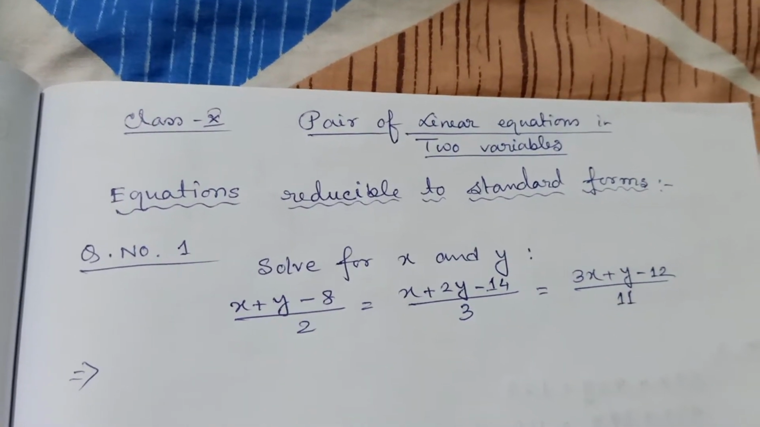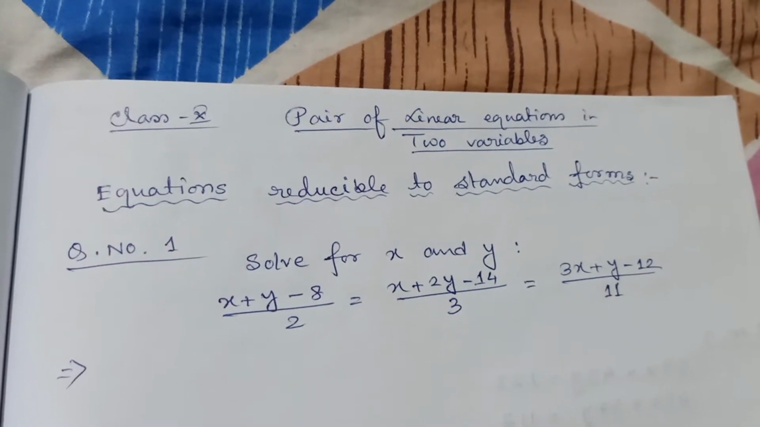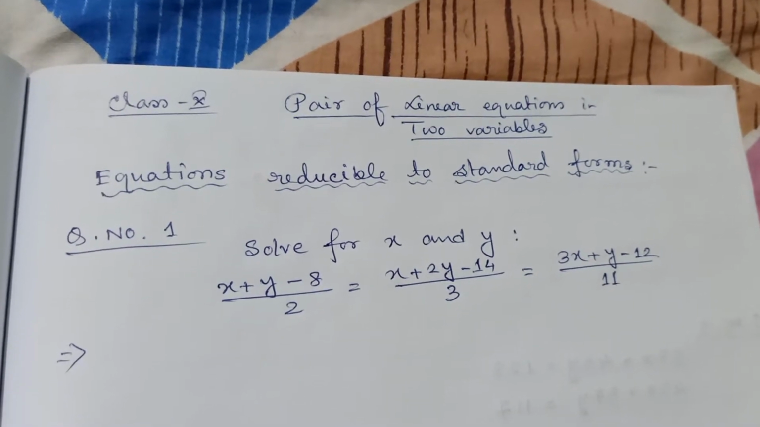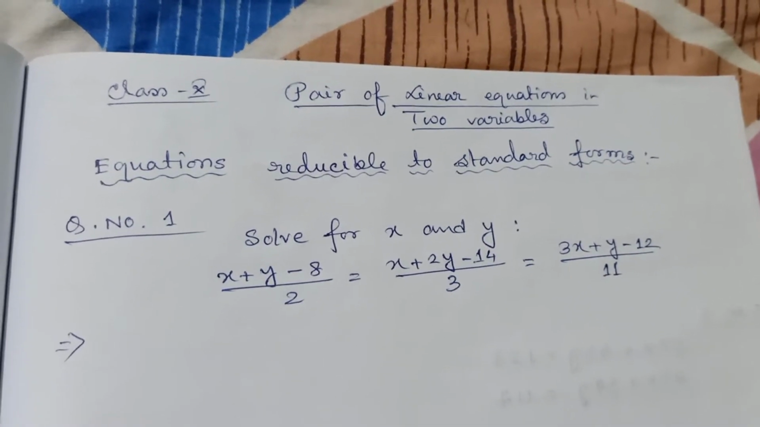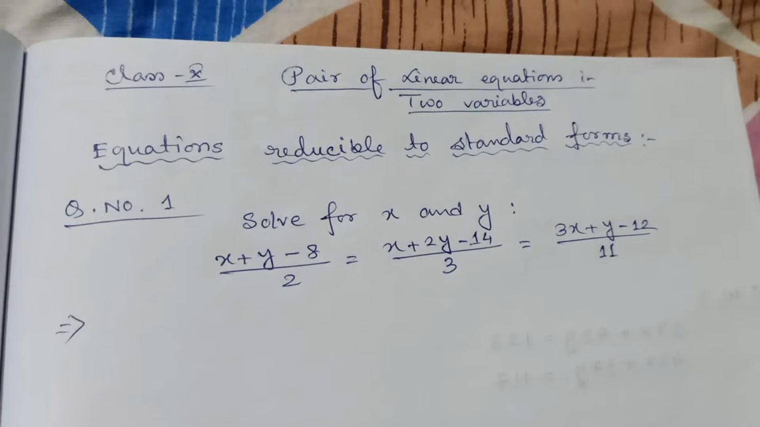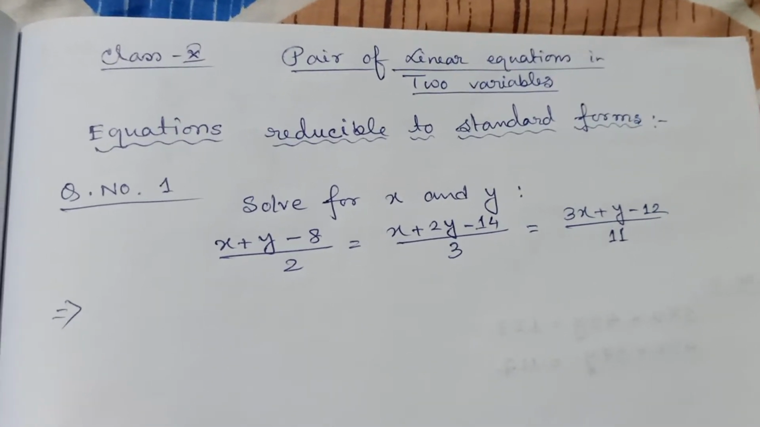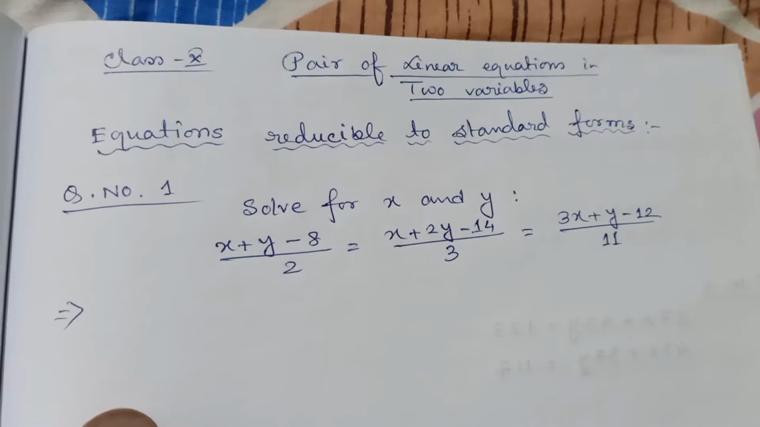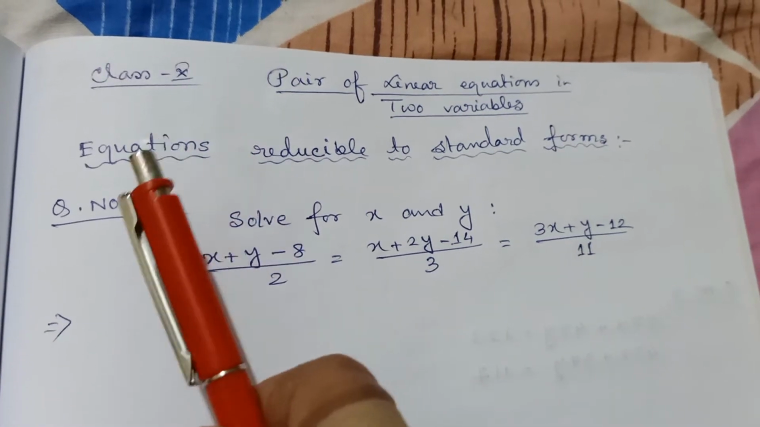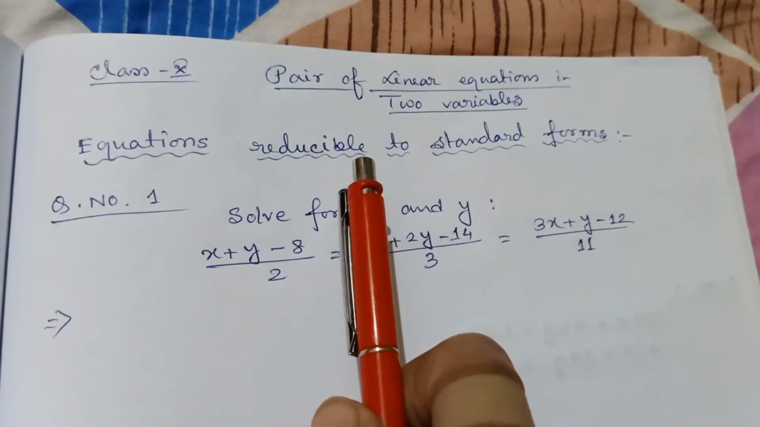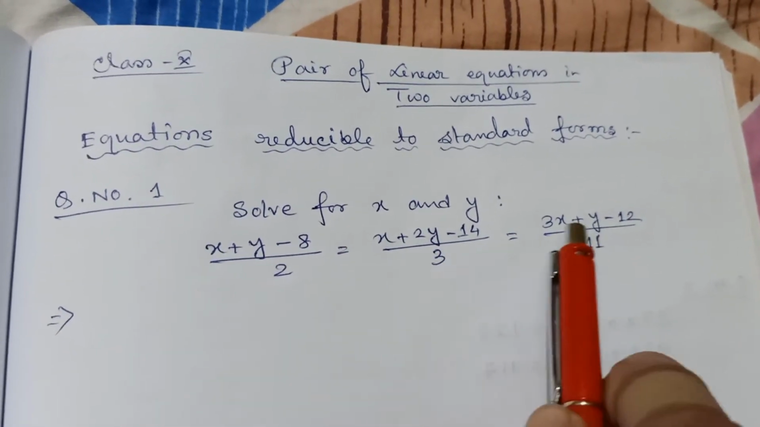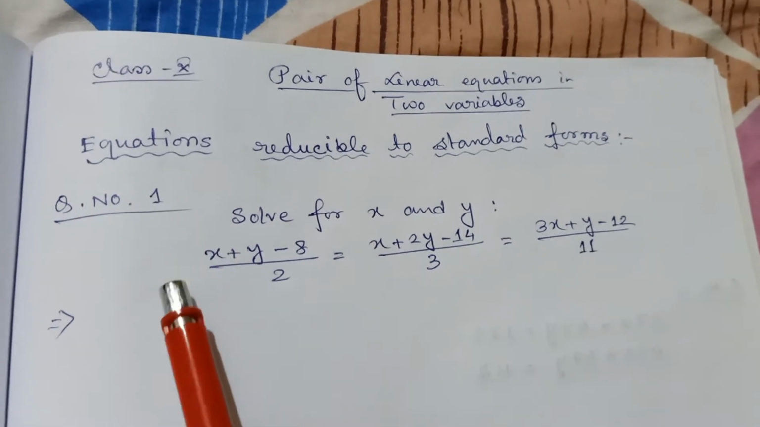Today we are going to discuss class 10's pair of linear equations in two variables, a topic which is equations reducible to standard forms, and we need to solve these equations. So normally we have done the substitution method, elimination method, cross multiplication method or graphical method, where the forms are given quite like standard forms. But in these types of questions you will not be getting exact or direct standard forms. Rather, you need to reduce the given equations to standard forms and then solve them.